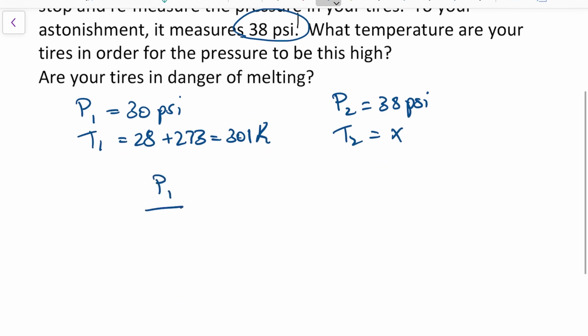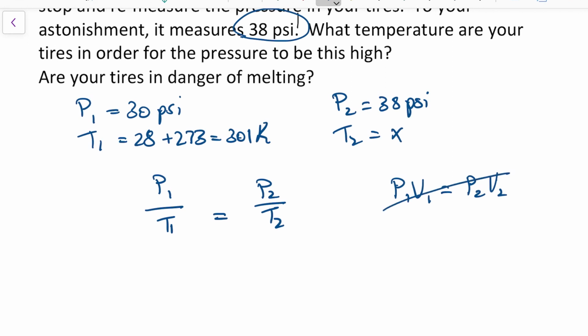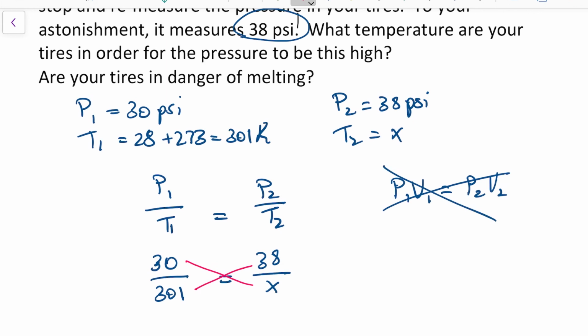Our formula for Gay-Lussac's law is P1 over T1 equals P2 over T2. It's a direct relationship, so we have to divide the quantities. In Boyle's law, it was inverse, so we had to multiply the quantities. So I have 30 over 301 equals 38 over x. Now, some people get a little bit uncomfortable when x is in the denominator, but math is math, and you get to cross multiply across the equal sign right here. So don't let that x in the denominator frighten you.